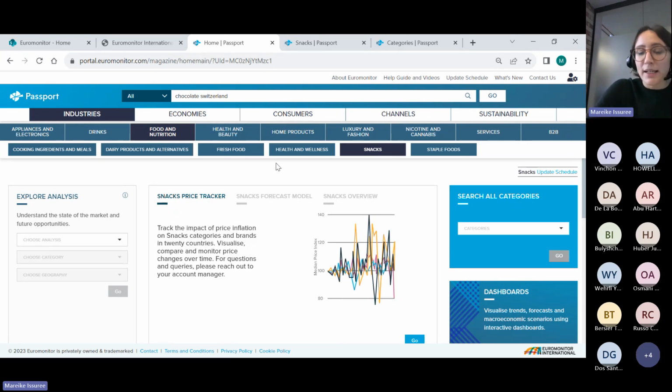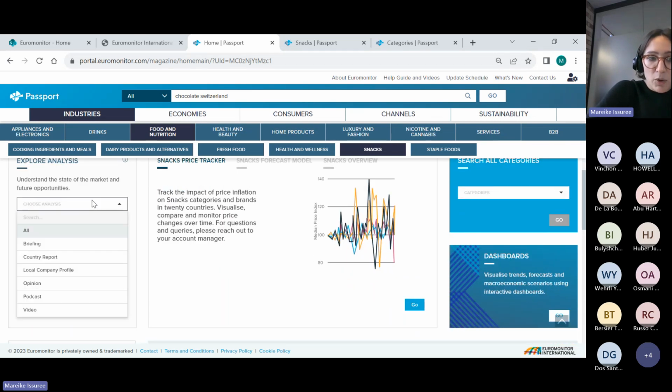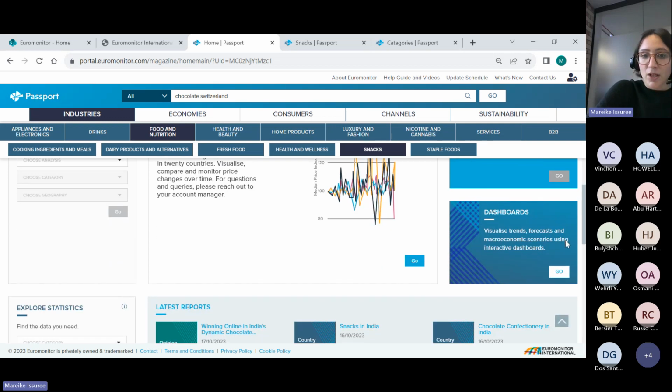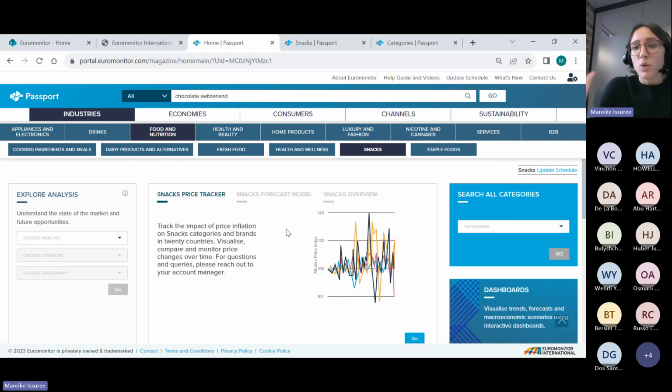So we can very quickly visualize what is available in our snacks industry research, explore specific analysis, or explore a specific statistic. Or, of course, again, we can dive into dashboards. But this will keep us within the snacks industry. It will not necessarily be the best way of searching, because you might realize that there are other useful indicators, not just within snacks, but also within consumers and within economies, that you can use for your specific research project.